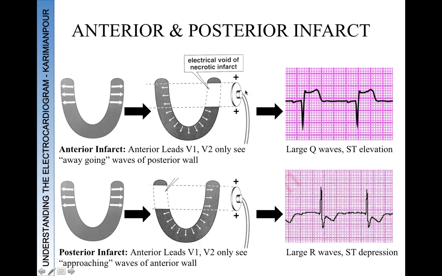infarction, the lead on the chest is seeing the electrical current from the posterior wall traveling away from it and not being negated by electrical current that's coming towards it from that anterior wall in a normal situation, then you will see large Q waves. This is a negative deflection in the QRS, and it represents as Q waves.